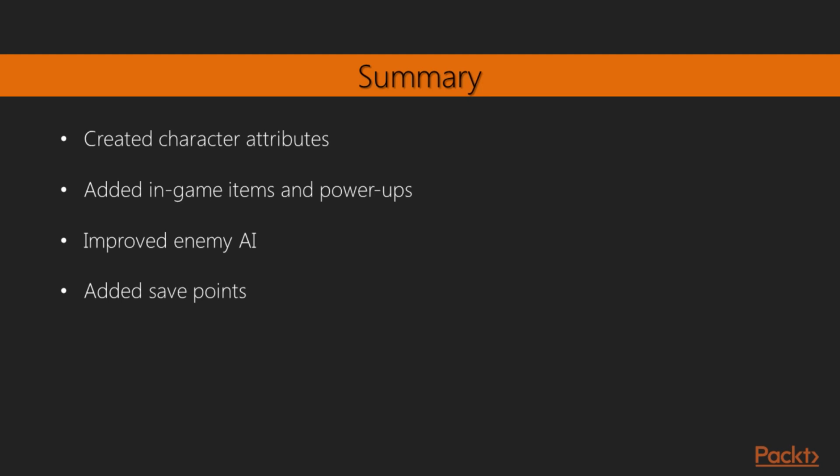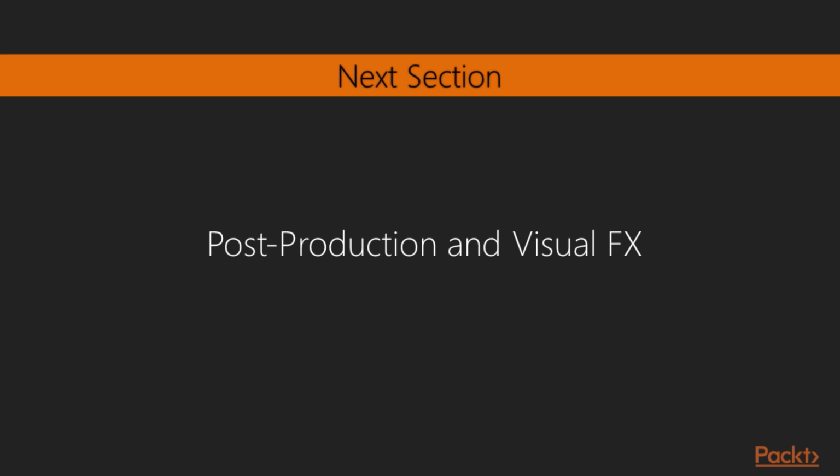In this video, we added the save points successfully. In this section, you learned how to create player attributes and change their values through in-game items and power-ups, as well as to utilize the attributes for special attacks. You also learned how to create much more sophisticated enemies that patrol around the game level if the player is not within their line of sight. Finally, you also learned how to save the game progression as well as being able to restore it correctly anytime you want. In the next section, we will see how to improve the visual aesthetics using screen effects and particles.